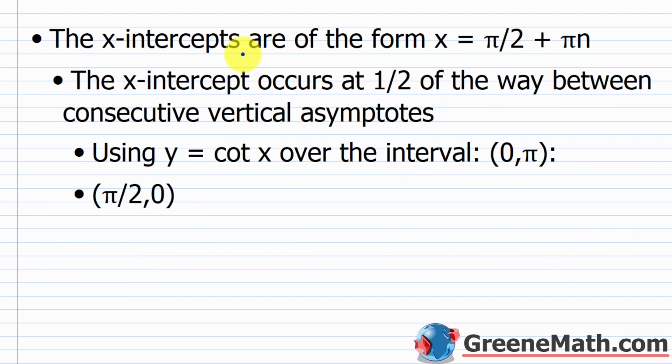The x-intercepts, so again, this is where the numerator would be 0, and the denominator is not 0, so these are of the form x equals pi over 2. Remember that cosine of pi over 2 is 0, and then plus pi n, where n is any integer.